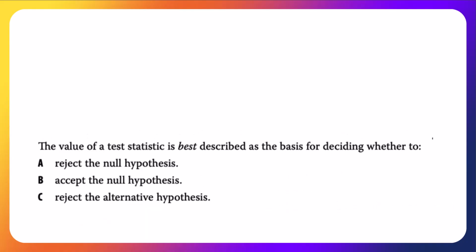The value of a test statistic is best described as the basis for deciding whether to reject the null, accept the null, or reject the alternative. We either reject the null or fail to reject the null. We do not accept the null. The null is a statement that is assumed to be true, so we don't have to accept it. Its existence is already there before we test. So we either fail to reject it or we reject it. So we can't accept. We can get rid of that.